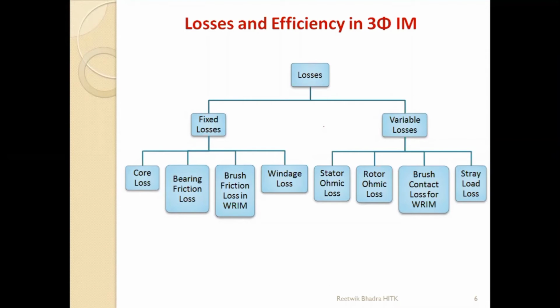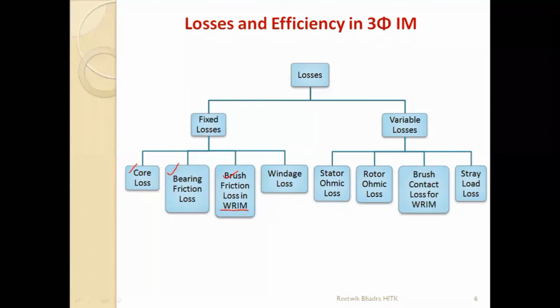Now, what are the fixed losses? Hysteresis and eddy current losses are all fixed losses. That's the core loss, so the first one we classify is core loss. Next, since it is a rotating machine, there will be bearings so that friction losses are reduced. So there will be bearing friction losses. Next, there will be brushes in the case of a wound rotor induction motor only, so there will be brush losses also.